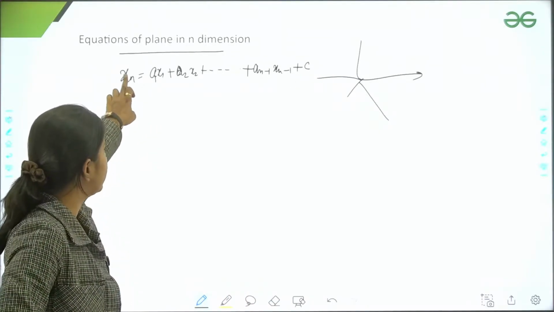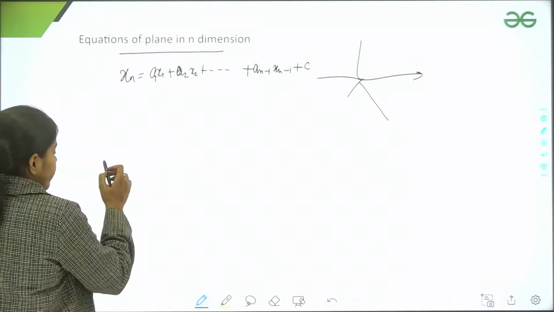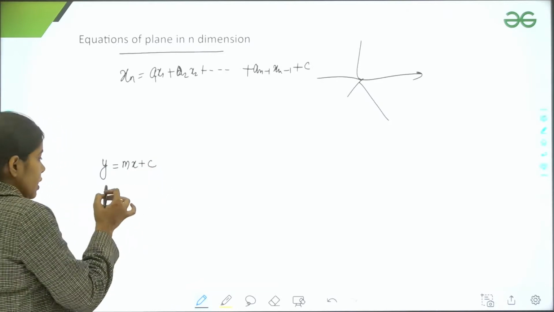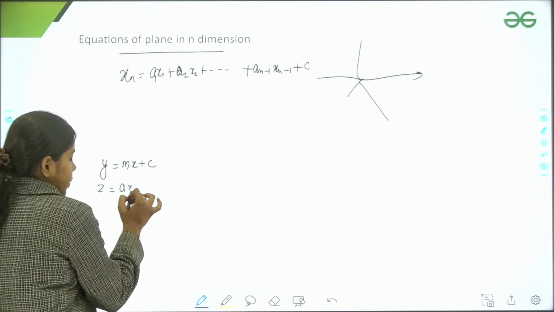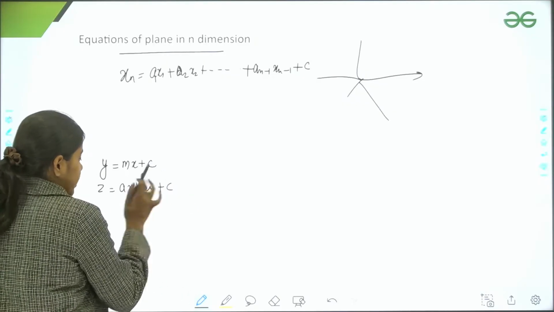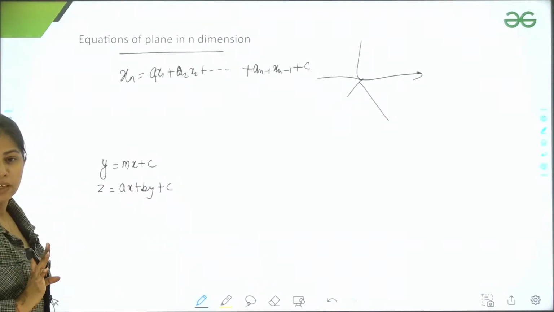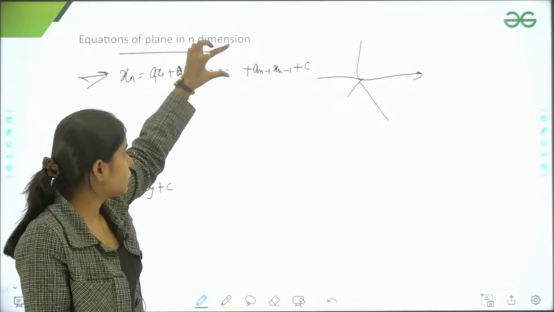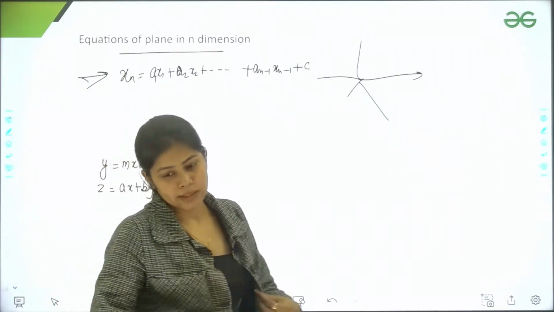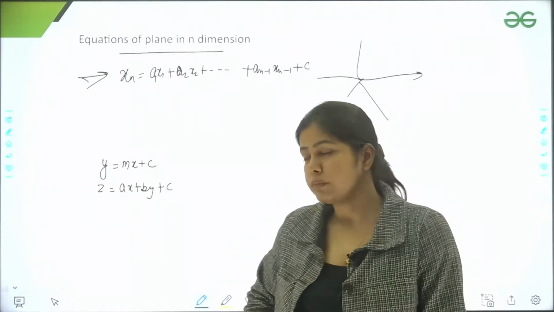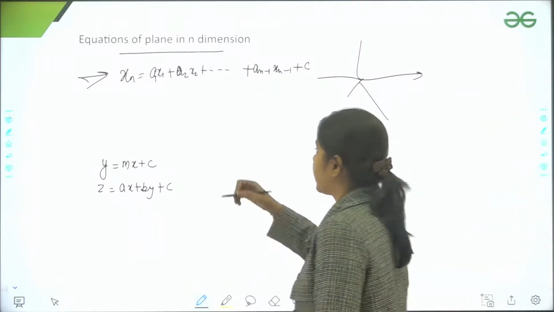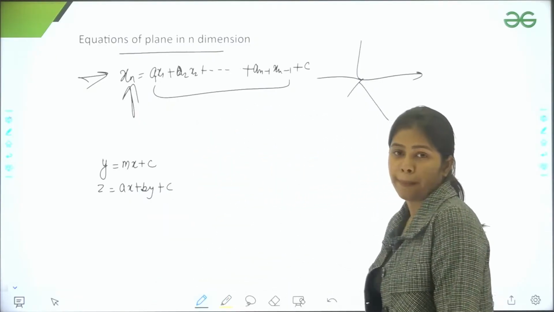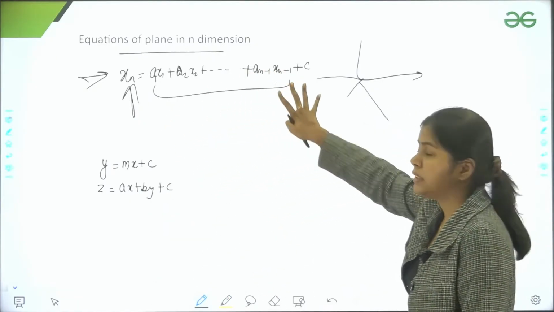So let's just recall. Previously, the equation of a line is y equals mx plus c. When we go to 3D structure, the equation of a plane becomes z equals ax plus by plus c. That means the third variable I'll take here, and on the right side we will take x and y. And now the equation of a plane in n dimensions, xn equals a1x1, a2x2 up to an-1 xn-1 plus c. So guys, this means we have n minus 1 input variables, and this one is my output variable. This is my output variable, and these are my input data.